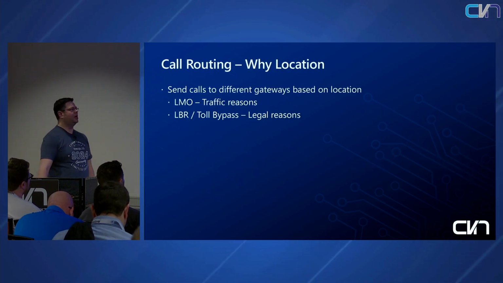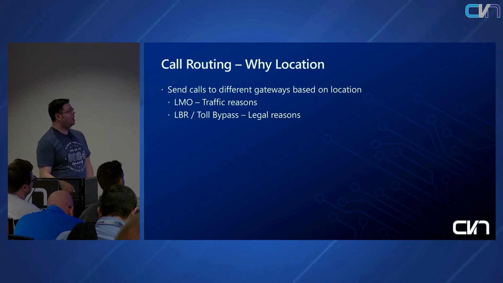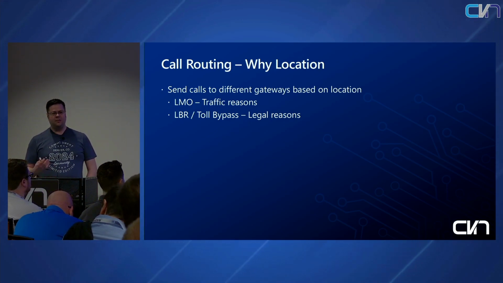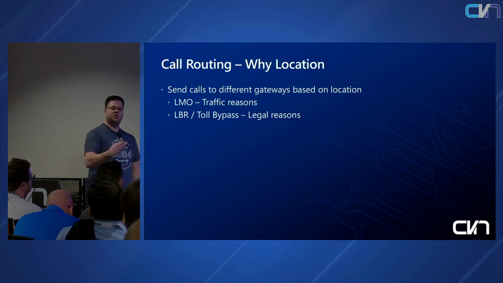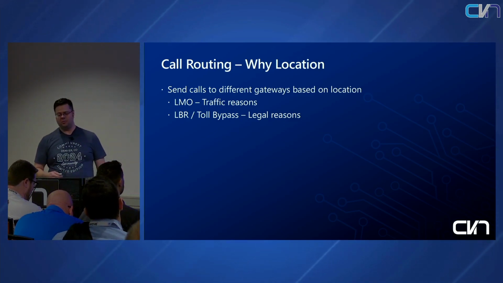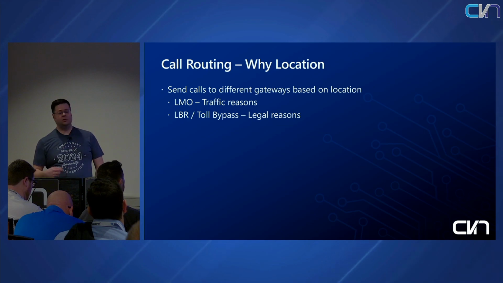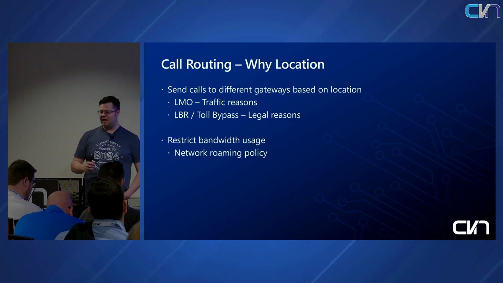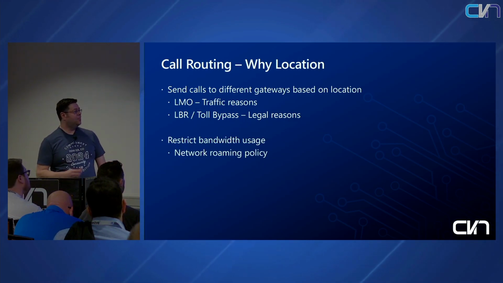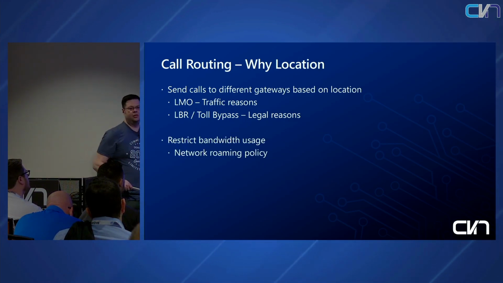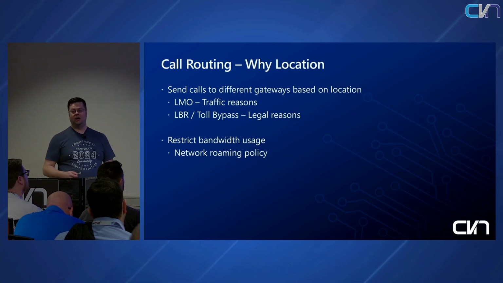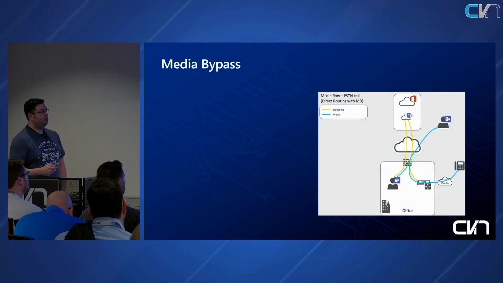So why do we care about location for call routing? There are two things. The first one is local media optimization. It might be that we want to route the media from the end user to a particular SBC in an efficient way. The other is location-based routing or toll bypass, where we legally need to make sure that a call is breaking in and out onto the PSTN in a particular location. And we can also deal with your question from before around the network roaming policy to do with bandwidth restrictions on a client. So, quick recap for media bypass.